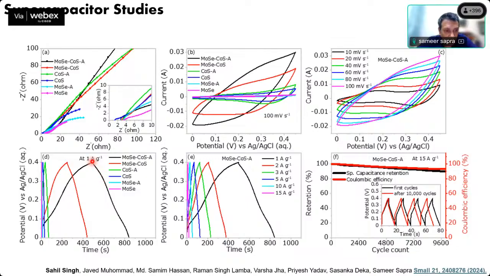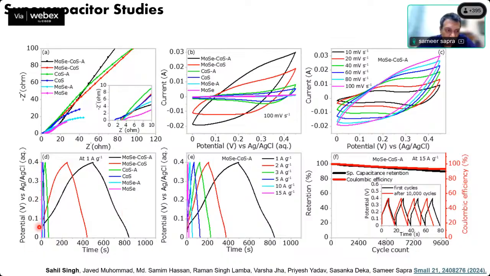At the same rate, 1 ampere per gram, it takes about 800 seconds. And we could do this repetitively for about 10,000 cycles. So these are very good supercapacitor materials. 800 seconds is typically about 15 minutes, right? 900 seconds is 15 minutes. So you can run your buses on these kind of supercapacitors. You really don't need batteries for storage. You can charge them very fast.